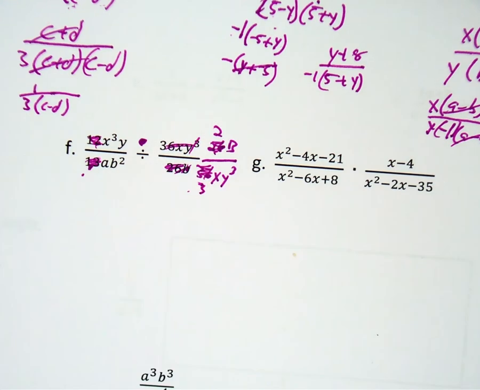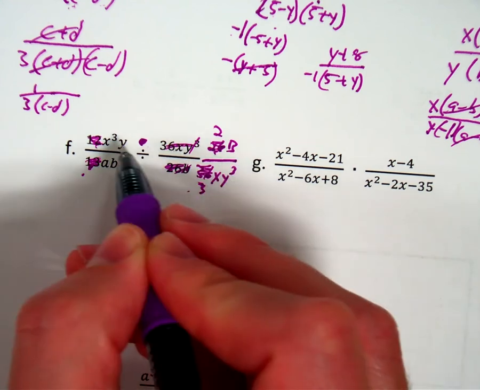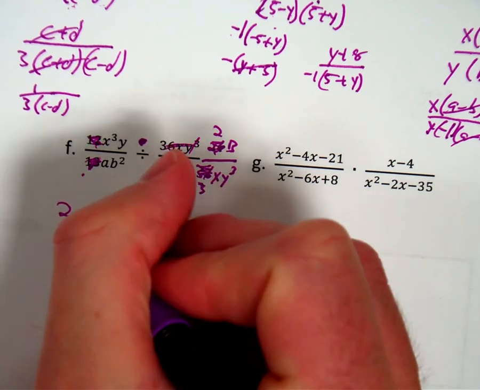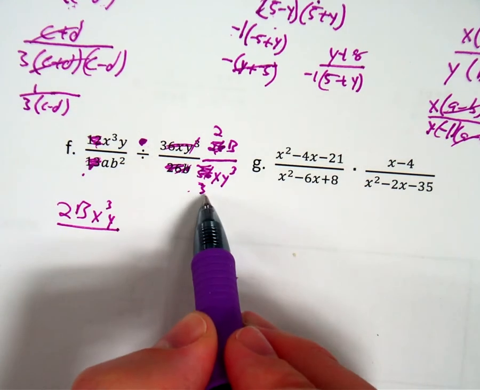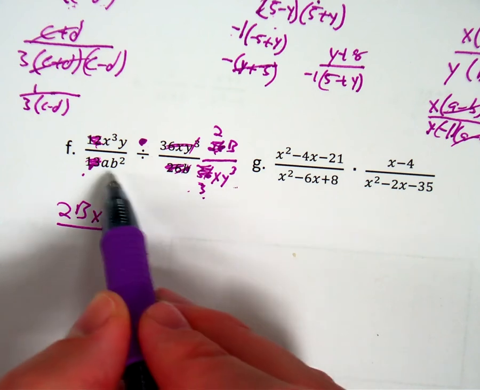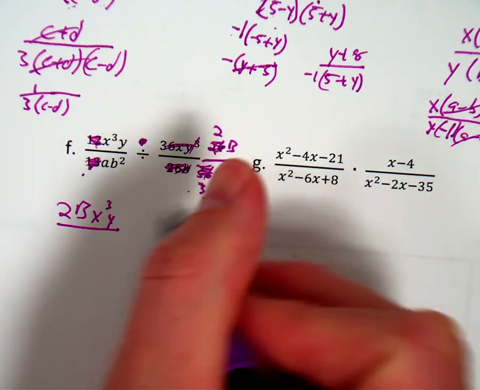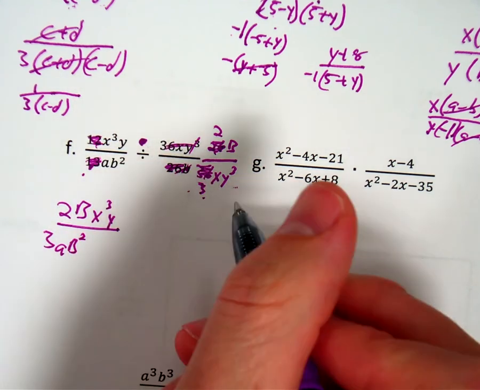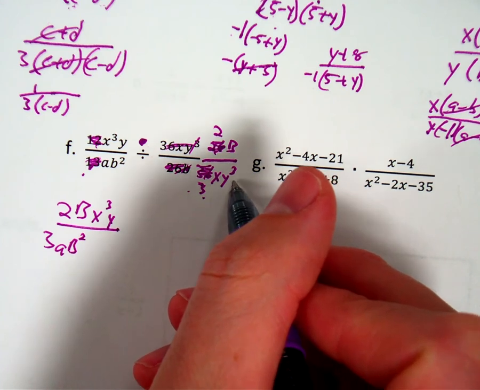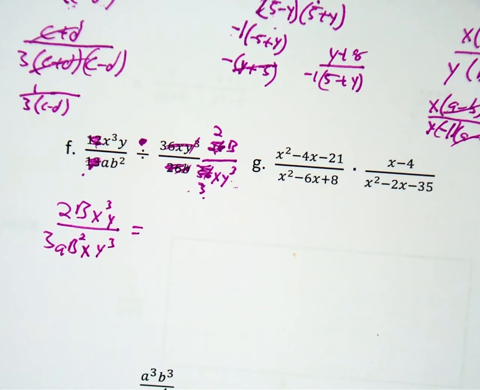Okay. So now I changed it to multiplication, so I'm multiplying across. I got 2b x to the 3rd y on the top, and on the bottom, 3xy to the 3rd ab squared. So let's see, probably go in alphabetical order. 3ab squared xy to the 3rd. All right, now we're ready to reduce.